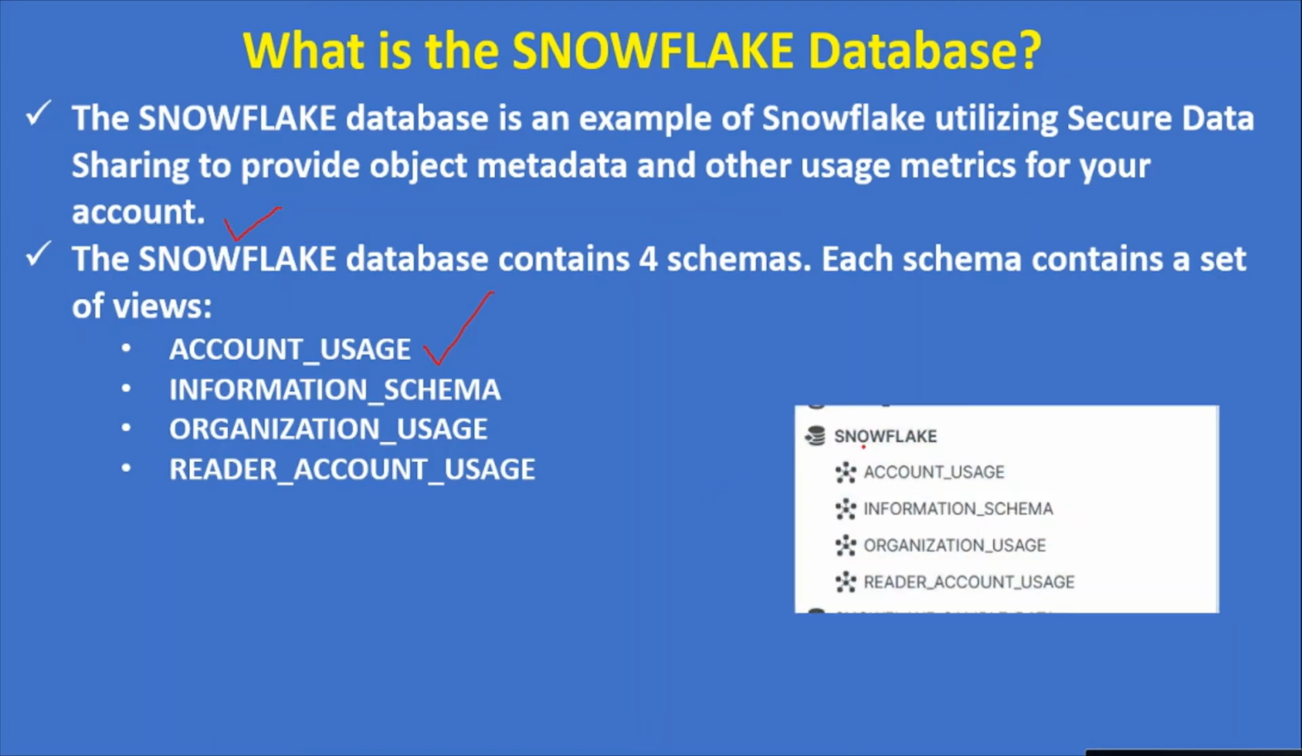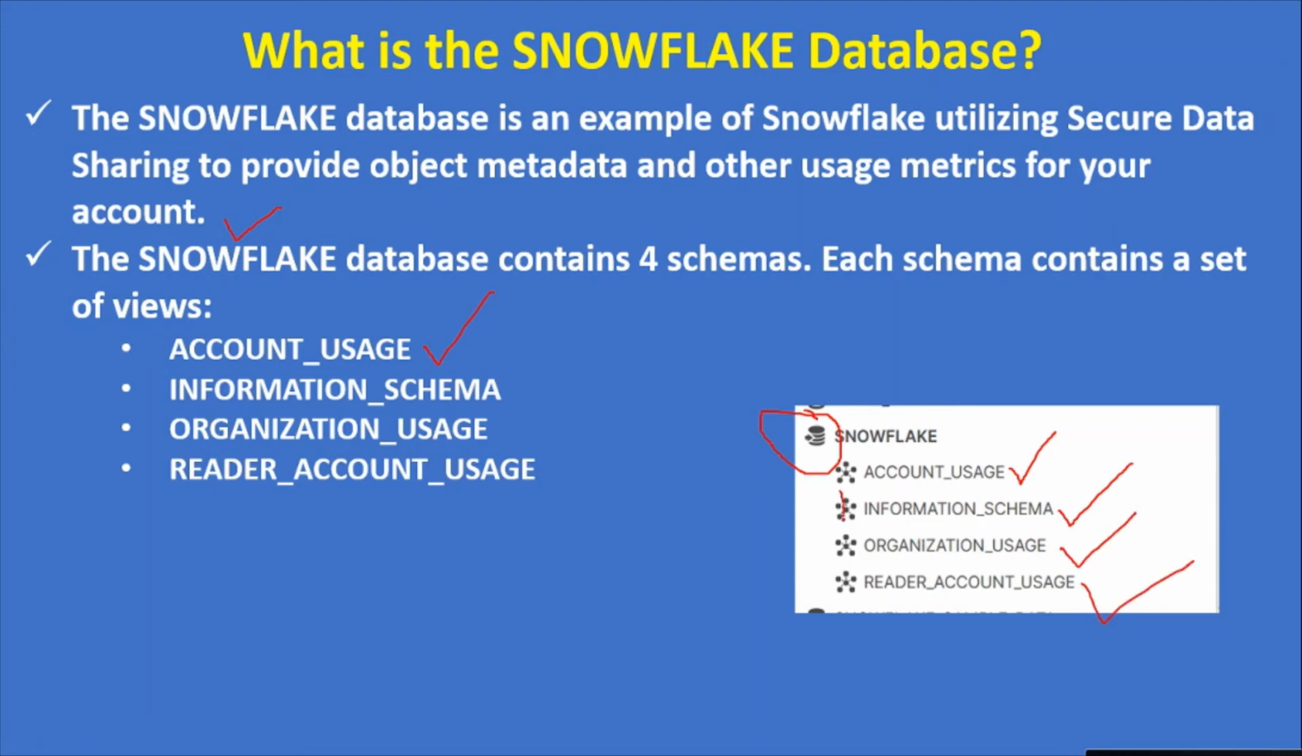See, the moment you double click on the Snowflake shared database, here you see one small arrow icon, which means this is not a normal database. This is a shared database shared by Snowflake automatically. Within this database, as I said, there are 4 schemas: account usage, information schema, organization usage, and reader account usage.